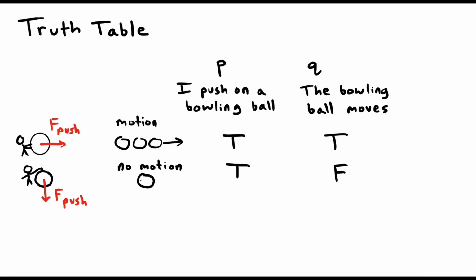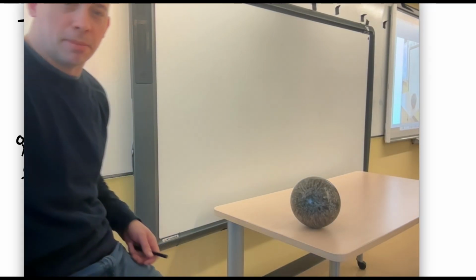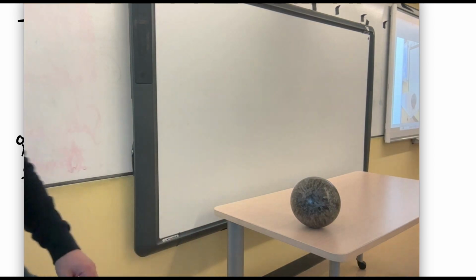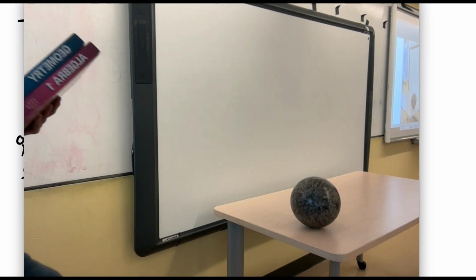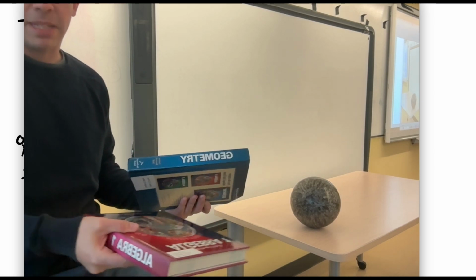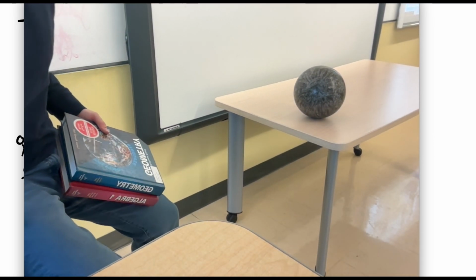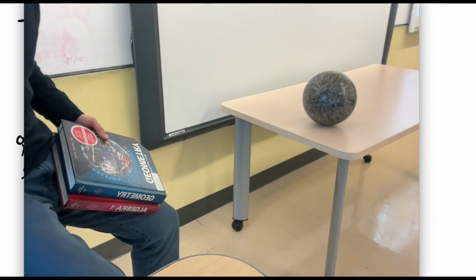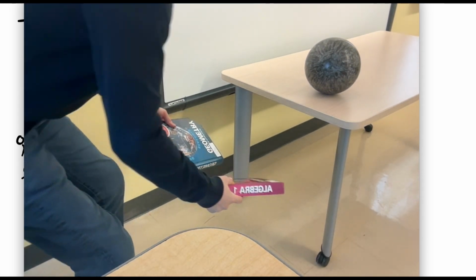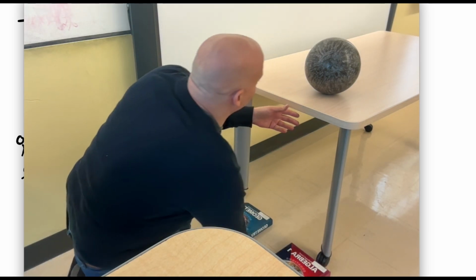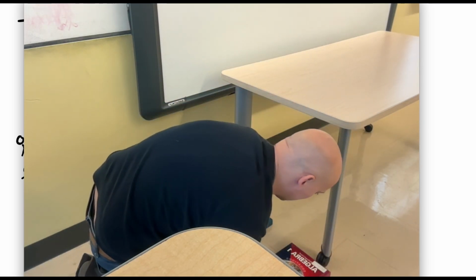We can examine some other possibilities. Maybe P is false and Q is true. Is that one possible? I'm wondering if it's possible that I don't push on this bowling ball, but it does move somehow on its own. Yeah, I have a creative way of achieving that here. I have some textbooks. And maybe you know what I'm going to do here. I'm going to create a ramp.